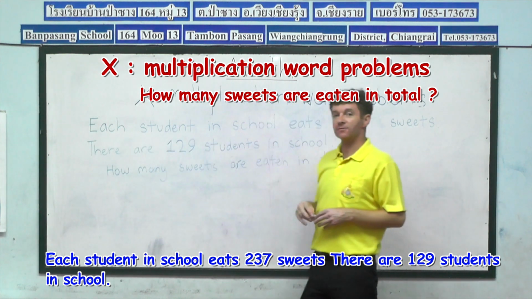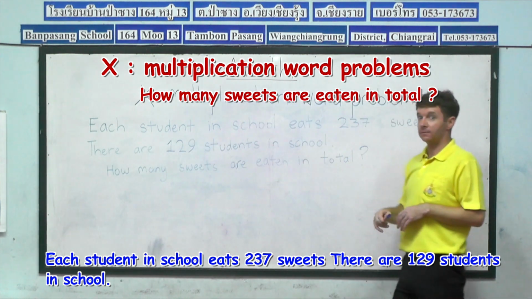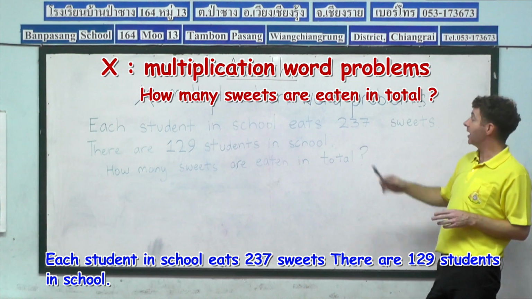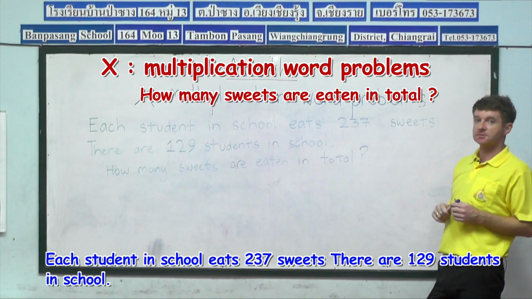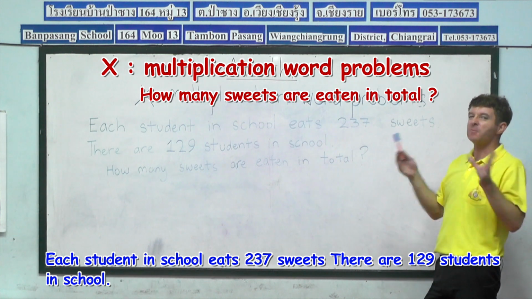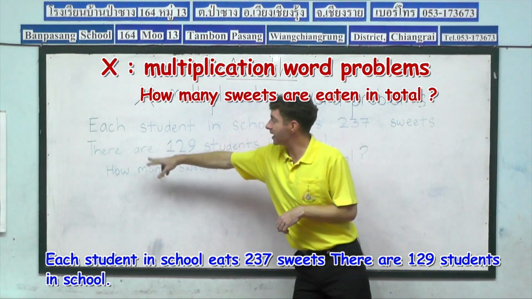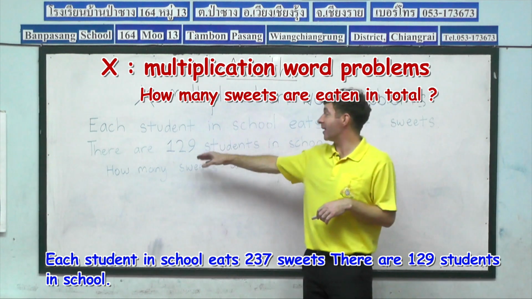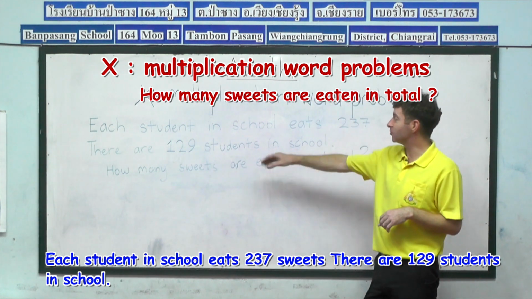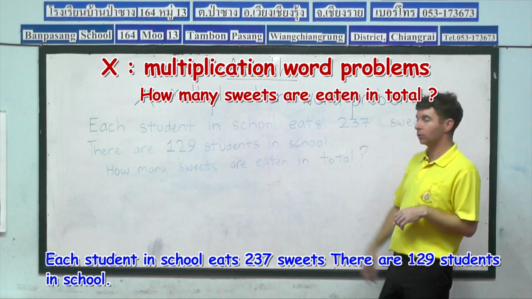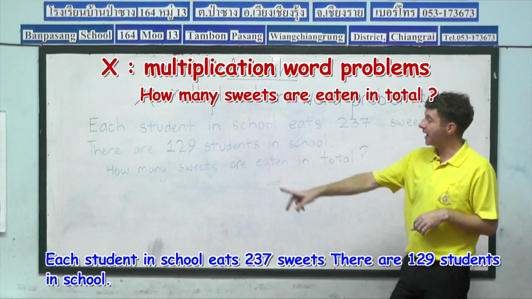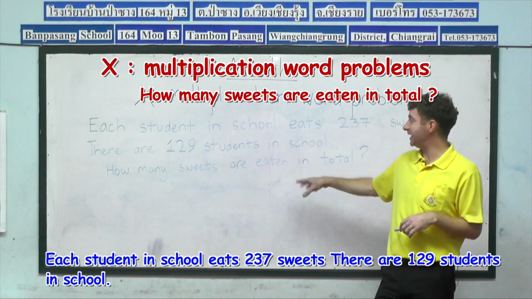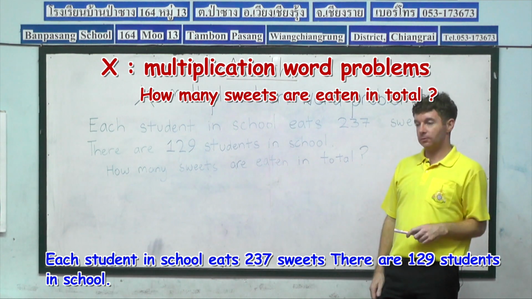Each student in school eats 237 sweets. Not in one day, in 1 year. There are 129 students in school. So, how many sweets are eaten in total?